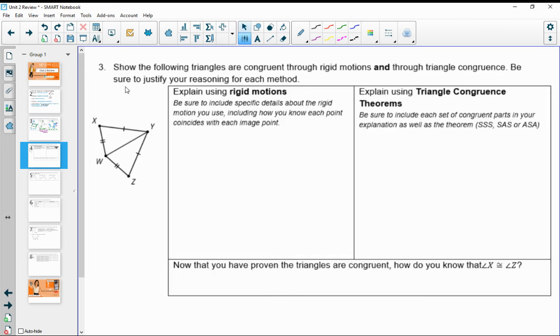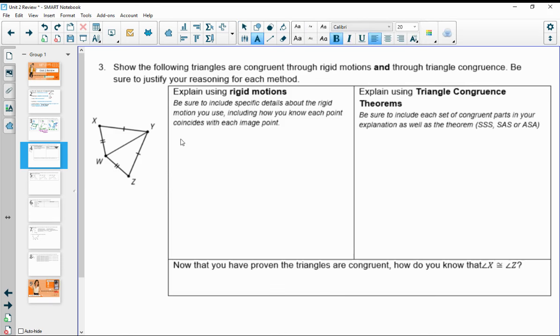All right, number 3 says, show the following triangles are congruent through rigid motions and through triangle congruence. So you have had two ways that you've been looking at this in this chapter. And then just be sure to justify your reasoning for each method. You probably feel more comfortable with one than the other, which is okay. But I am going to do both methods here.